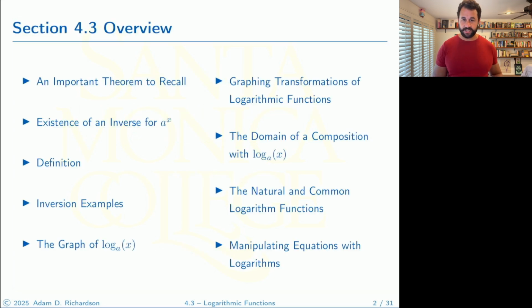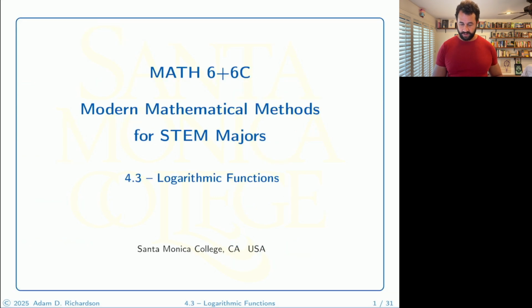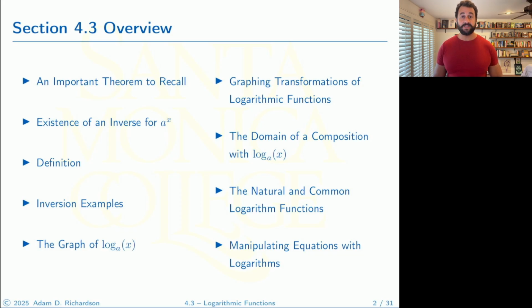All right, so section 4.3. Here's the overview. We're going to start by recalling an important theorem, which we talked about earlier in the course, that helps us understand that an inverse for exponential functions actually exists. Then we're going to get a definition for a logarithmic function.